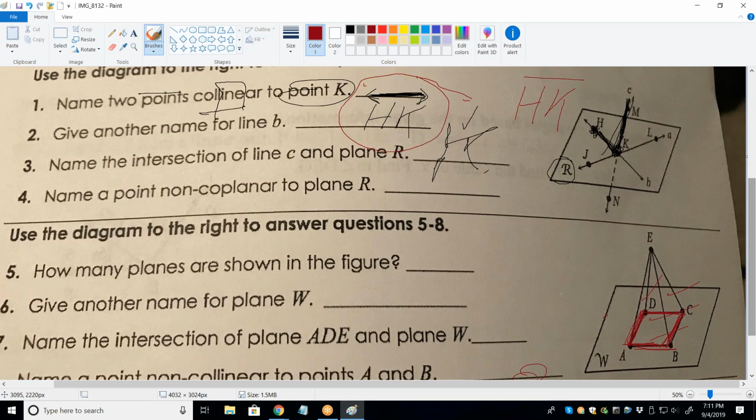And so if you apply that logic to the plane in the ADCB perspective, then that plane is the same as W. Now, I'm not positive about that. The only reason I say that is because they act like there is an answer, give another name for plane W.